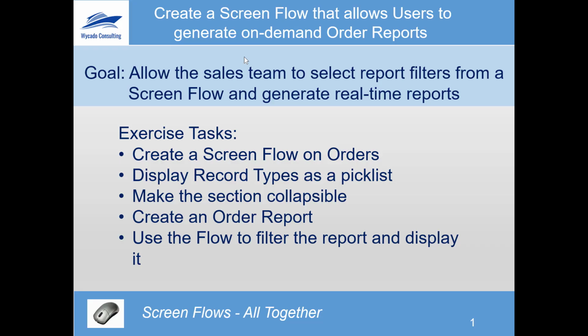So this will be a screen flow. We're going to also display the record types as a pick list. We're going to make the section collapsible. We're going to create an order report initially to use in this, and we'll use the flow to filter the report and display it. So we got a whole bunch of stuff going on here. So let's talk about this a little bit.